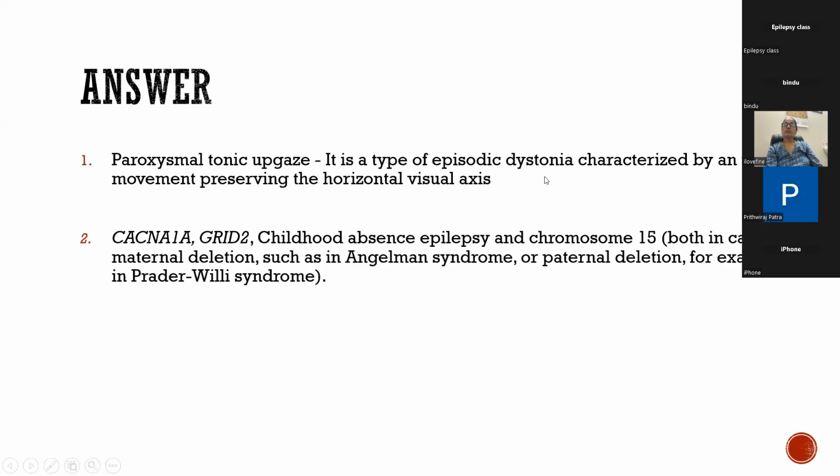So it's a type of episodic dystonia characterized by an upgaze movement preserving the horizontal visual axis. So this is associated with CACNA1A, GRID2, childhood absence epilepsy, and chromosome 15 deletions, like both Angelman and Prader-Willi.